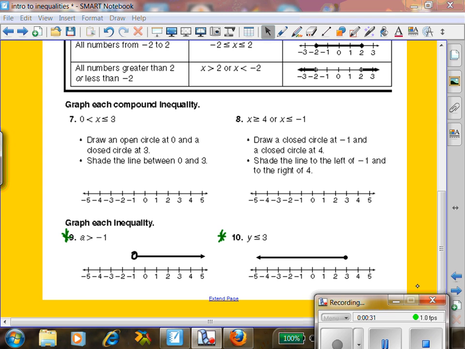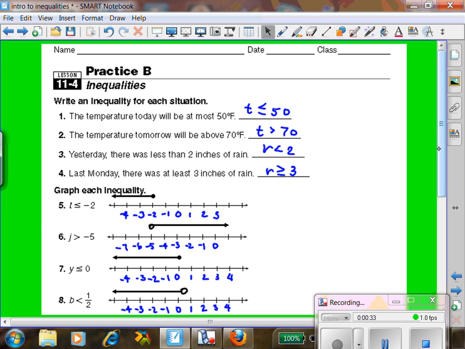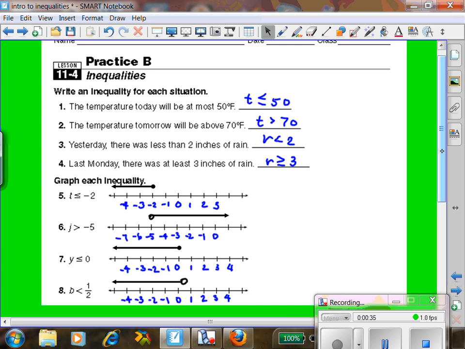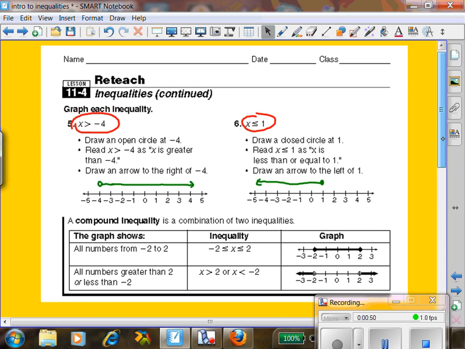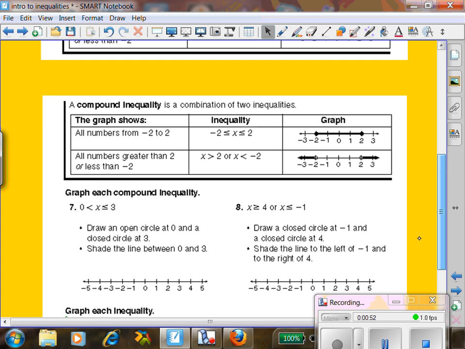And now that you've got those checked, let's go on to the next page, and you can check numbers 1 through 8 of your practice B. So pause the video right now and check those and correct them with a colored pen or pencil, please. All right, now we're going to finish up the rest of your reteach where I told you to stop first, and we're going to skip through that.